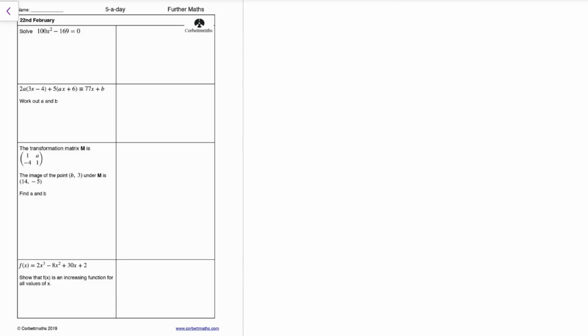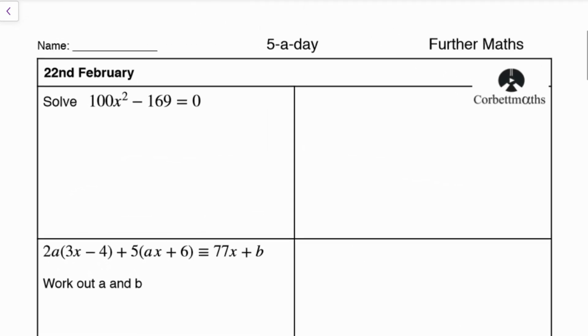It is the 22nd of February. It is the 5 a day for the further maths, and let's have a look at the first question.